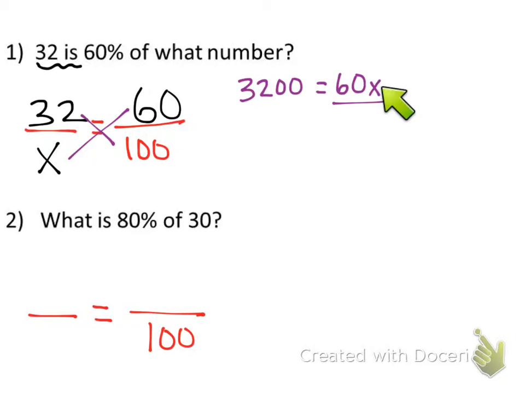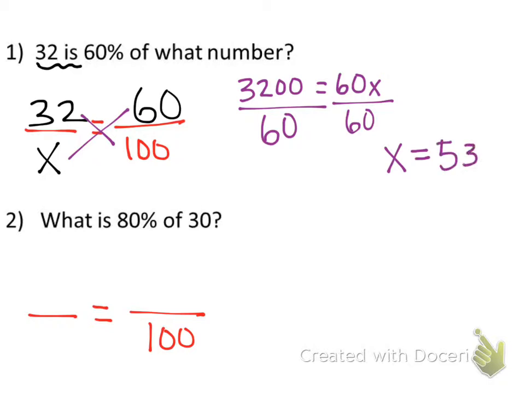So how do we reduce this? So we want to get the x by itself. Right now it's being multiplied by 60, so the way you get rid of that is you divide by 60. 53.333. We'll just leave one number after the decimal in all of them today. So we'll just leave it as 53.3. Raise your hand if you have a question on number 1.